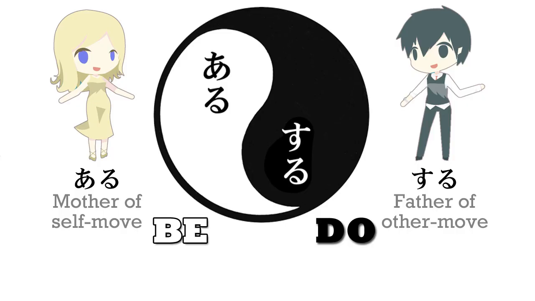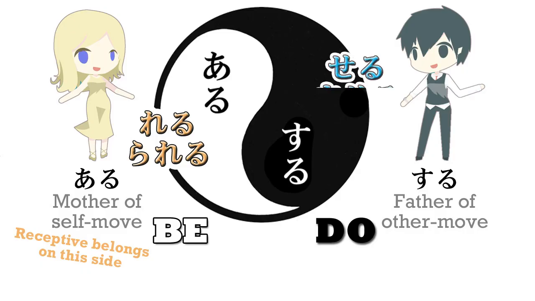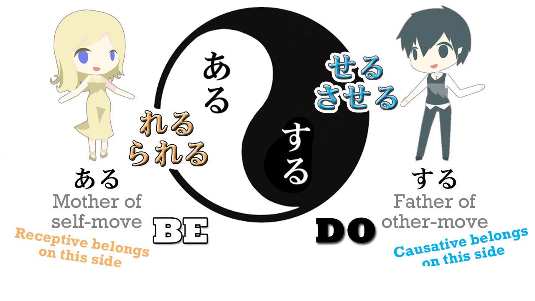Aru is the mother of all self-move verbs. Suru is the father of all other move verbs. Now the receptive, reru, rareru, was closely related to aru. The causative, seru, saseru, is closely related to suru. And while it's not exact to say that they are the self-move and other move versions of each other, we can see that they are very closely related conceptually to that.